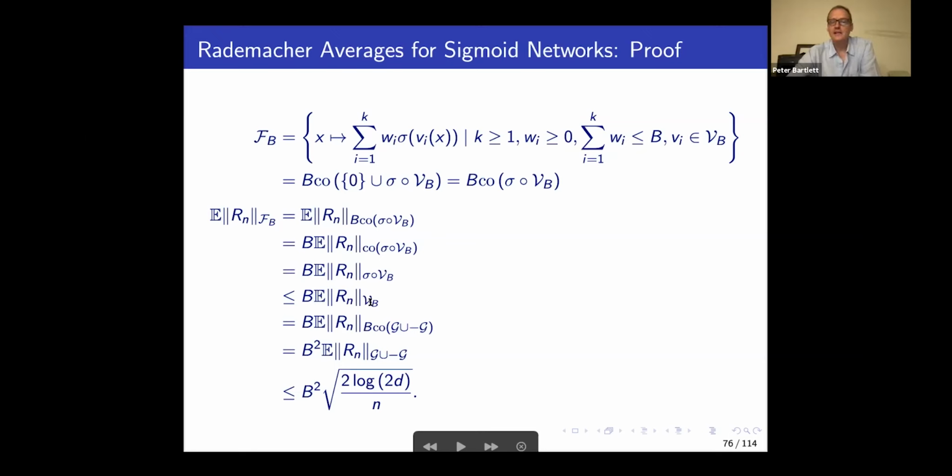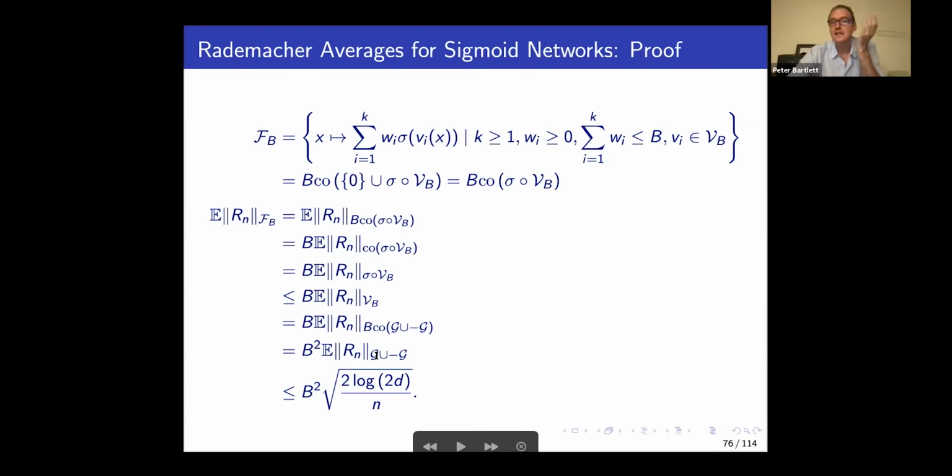And now we've got our class of VB, the first layer function. So we can rewrite that class as B times this convex hull. The B we know passes right through, gives us a B squared. The Rademacher complexity now of the convex hull is the same as this class, right? Doesn't change anything. And now we've got a Rademacher complexity of a finite class, a class of size 2D.